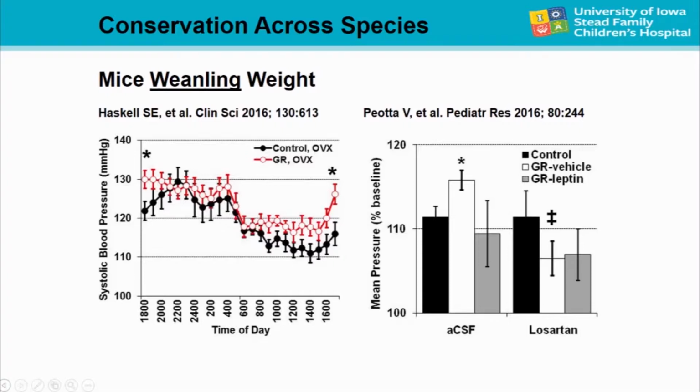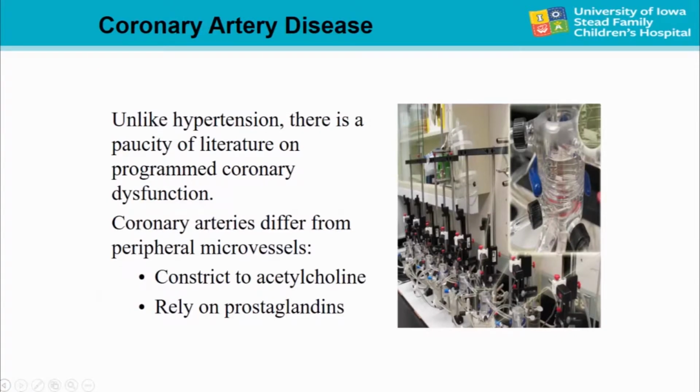But going back to the purpose of the talk here, which is to highlight some of the limitations of the smaller animal models and then highlight, more importantly, the advantages of the larger animal species. As I mentioned, unlike hypertension, there's a paucity of literature looking at programmed coronary dysfunction, and coronary arteries are very different than other vascular beds, and I highlighted just a couple examples there. Coronary arteries constrict to acetylcholine. It's not just sheep that I'm going to show you, but also human coronary arteries constrict to acetylcholine, which is more classically an endothelial-dependent vasodilator in other vascular beds. And coronary arteries are also more dependent on vasodilatory prostaglandins than other vascular beds tend to be.